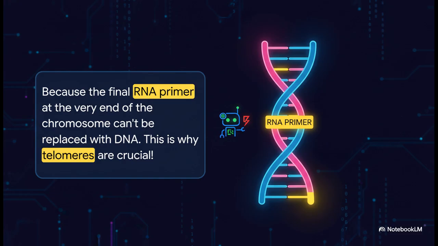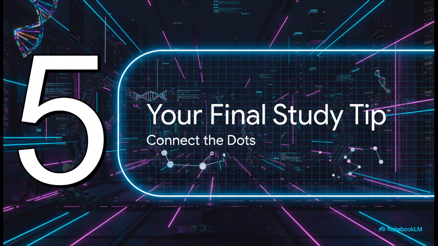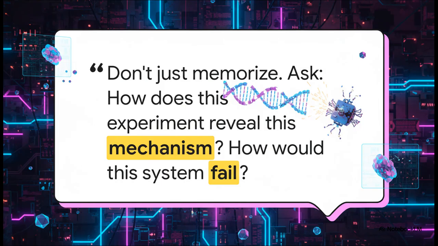And that is exactly why telomeres are so absolutely crucial. They're the buffer zone that protects our actual genes from being lost. Okay, let's bring this all home. We've gone over how to interpret data, how to predict outcomes, and how to master the details. Now it's time for that one final tip that really connects everything we've talked about. This right here. This is the whole key.